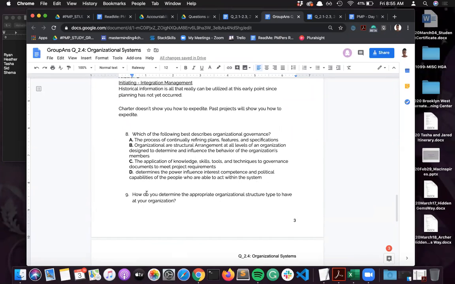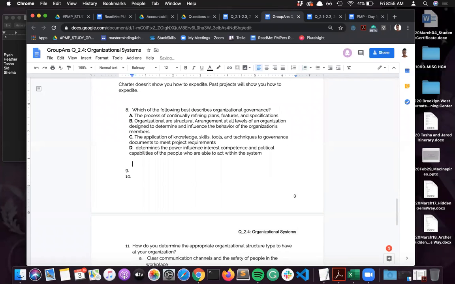Which of the following best describes organizational governance? A, the process of continually refining plans, features, and specifications. B, organizational and structural arrangements at all levels of the organization designed to determine and influence the behavior of the organization's members. C, the application of knowledge, skills, tools, and techniques to governance documents to meet project requirements. D, determines the power, influence, interests, competence, and political capabilities of the people who are able to act within the system.